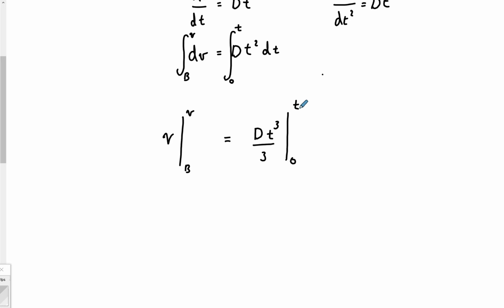Well, let's evaluate the left side here. So we've got v minus b, and that sums up that side, equals, then on the other side, I'll write it out, d, and for t, we'll actually just use t over 3, minus d 0.